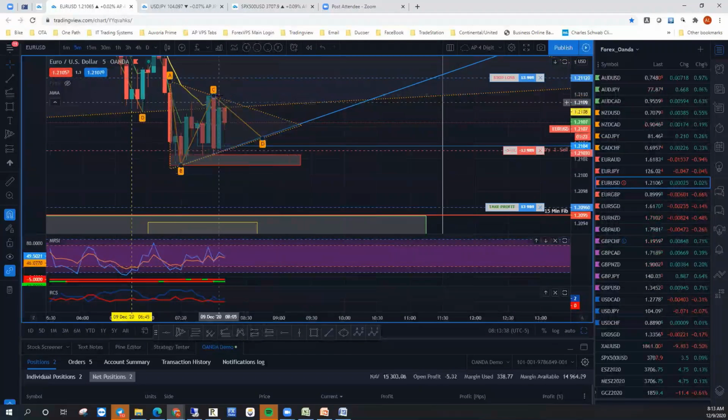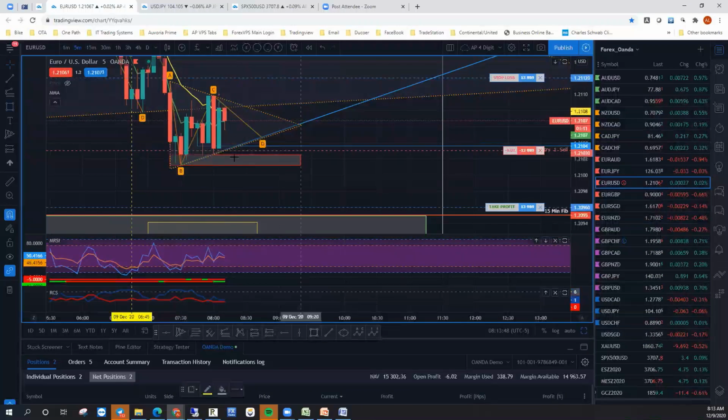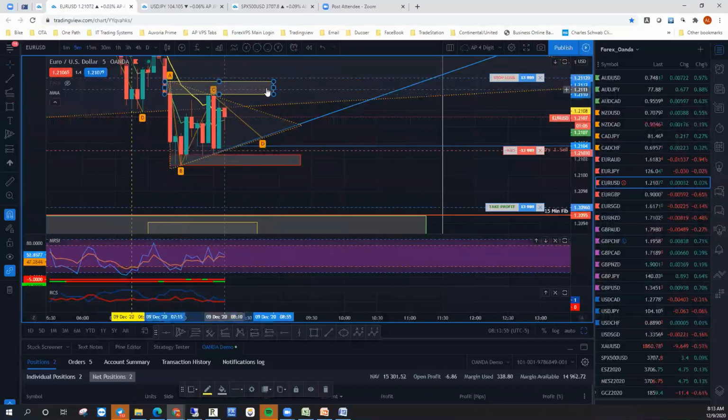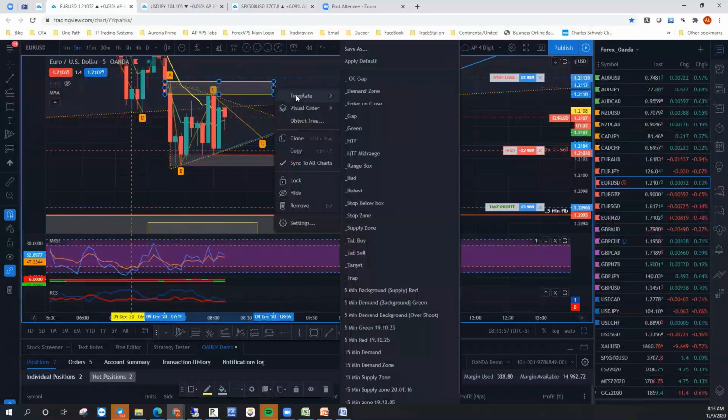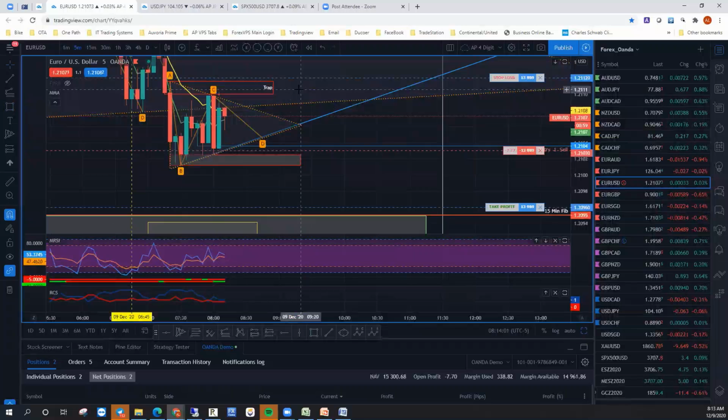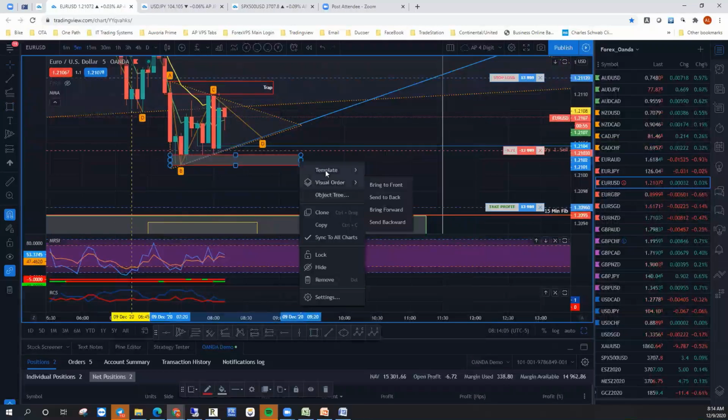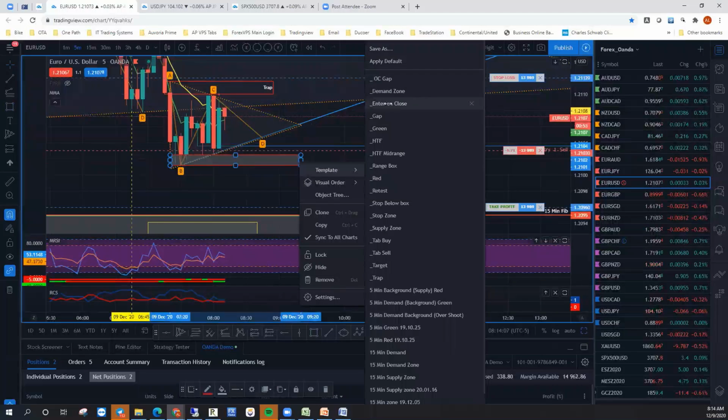So this could be a good entry to try and get in when it came back up to retest this wedge area. We do have a little bit of a wick over wick up here. We'll call this a trap. And we're going to put this one as an enter on close.